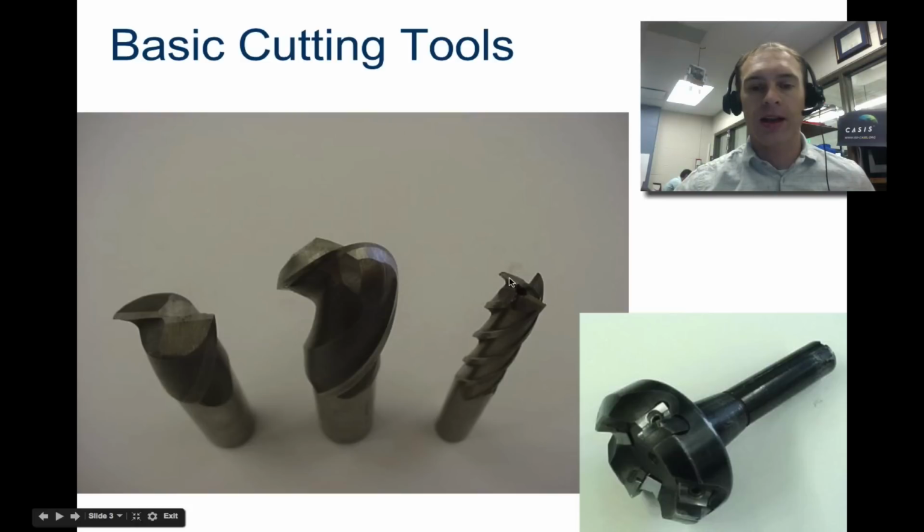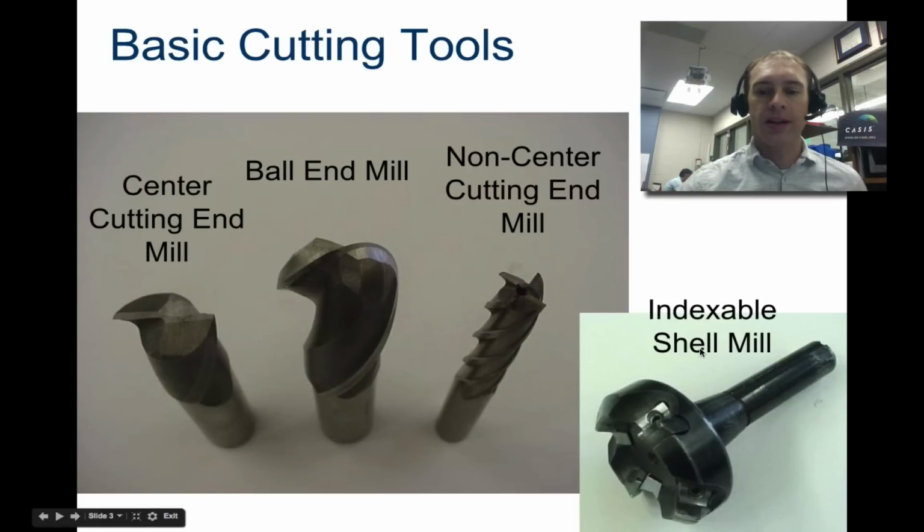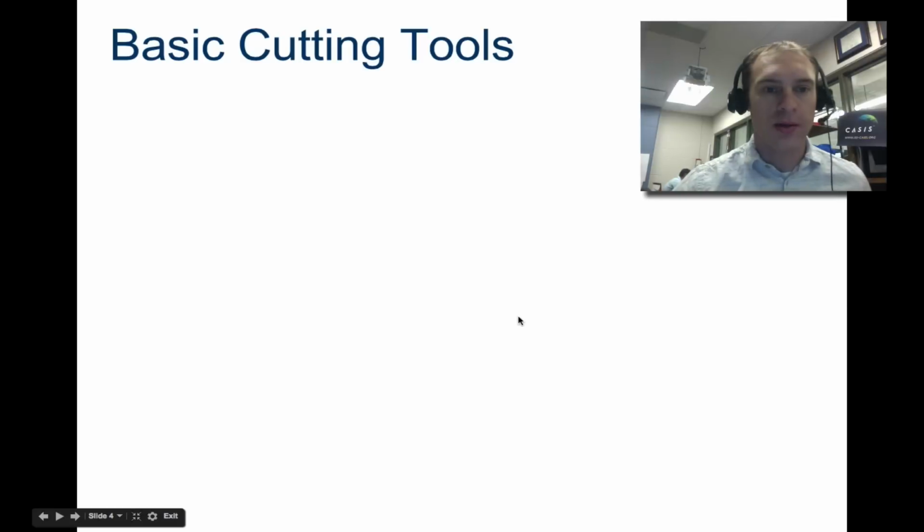And this is a non-center cutting end mill. It has four flutes or four teeth, and you can see the difference between this one on the right and the one on the left is this one has a hole in the middle of it. And those are the three that we're going to take a look at. We do not have an indexable shell mill that we're going to use, so we're going to pass on that one.